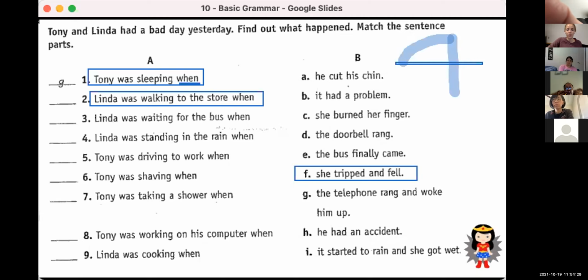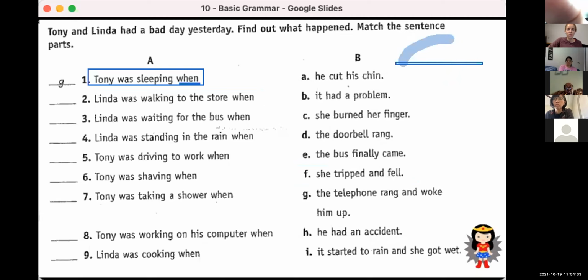About number 3. Linda was waiting for the bus when? It started to rain and she got wet. Good. She was waiting for the bus and it started to rain. Actually, you might be waiting for the bus for a long time and it starts to rain.